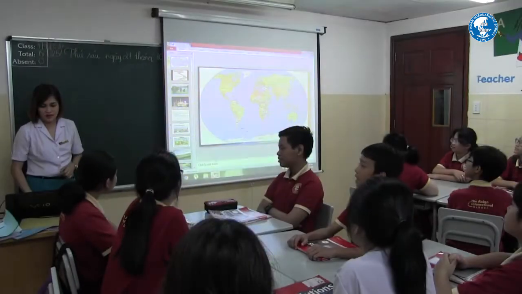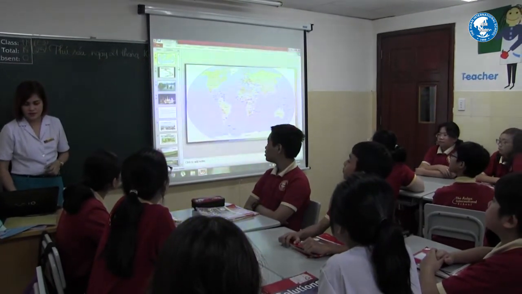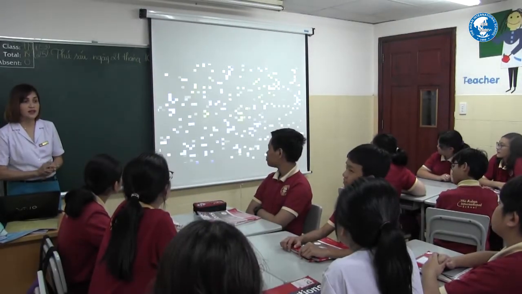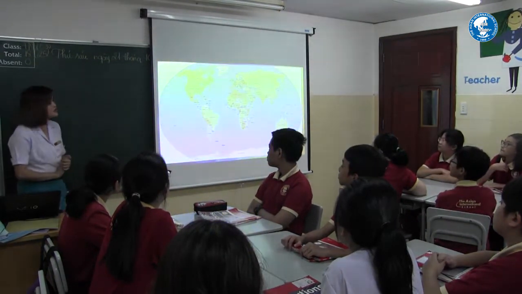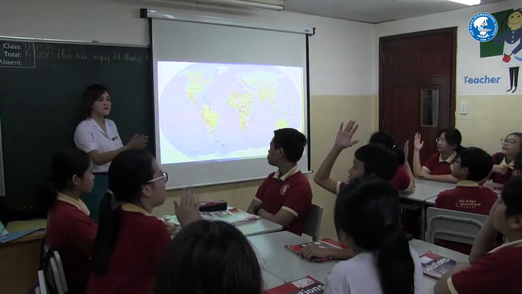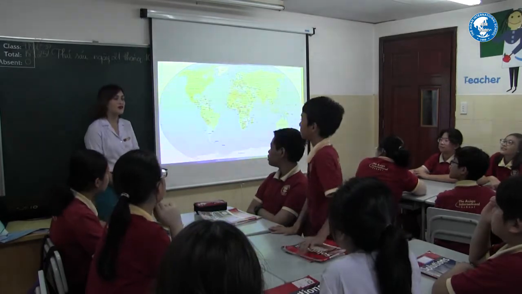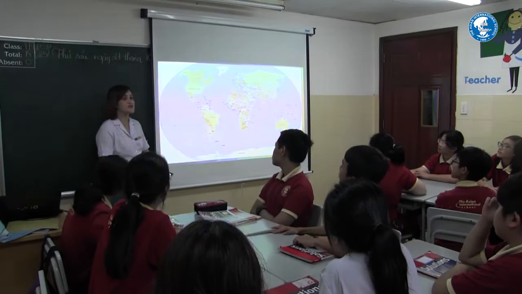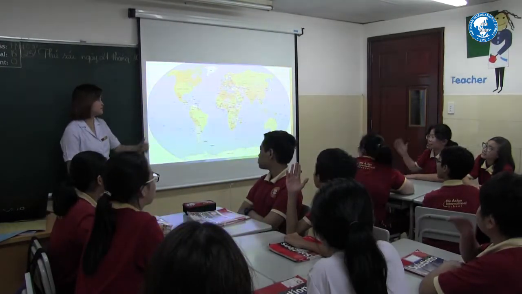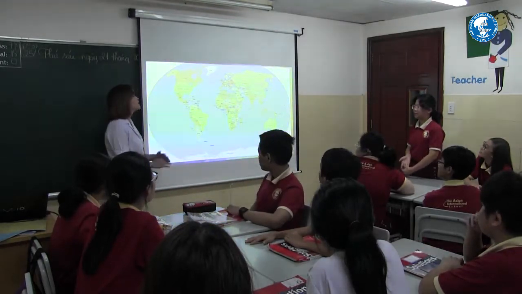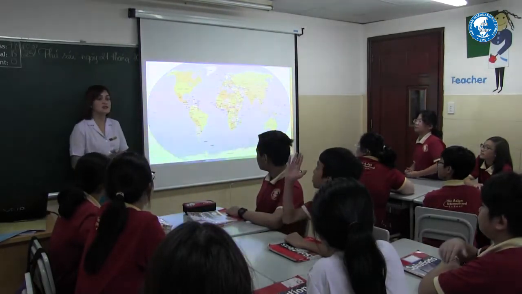So now we're going to start our discussion by looking at the different pictures first. So first, what can you see here? It's a map. Okay, it's a map. So what do you think are the uses of a map? Anyone? To know the geography. Okay, the geographical features. Okay, what else?